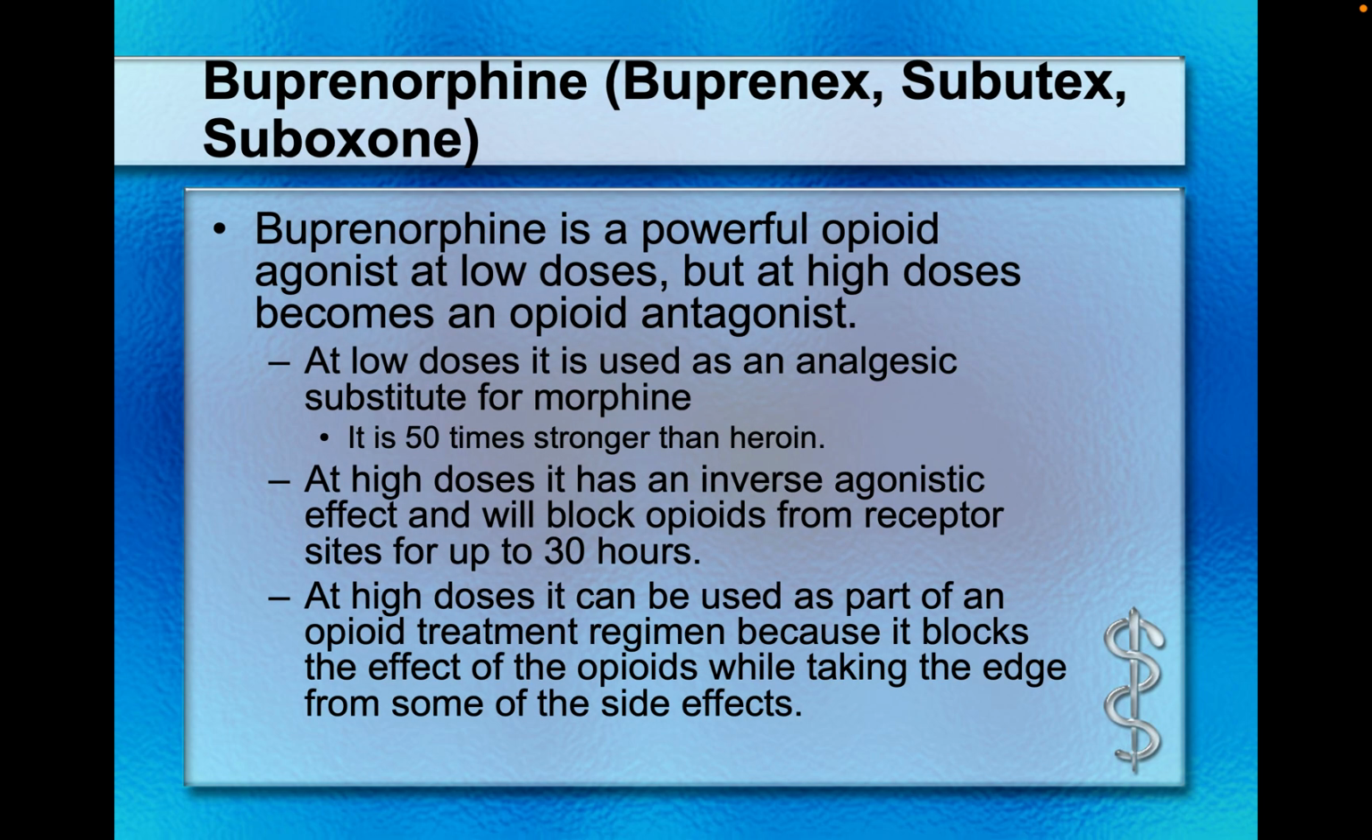Buprenorphine is a powerful opioid agonist at low doses, but at high doses becomes an opioid antagonist. At low doses, it is used as an analgesic substitute for morphine. It is 50 times stronger than heroin. At high doses, it has an inverse agonistic effect and will block opioids from receptor sites for up to 30 hours. At high doses, it can be used as part of an opioid treatment regimen because it blocks the effect of the opioids while taking the edge off some of the side effects.